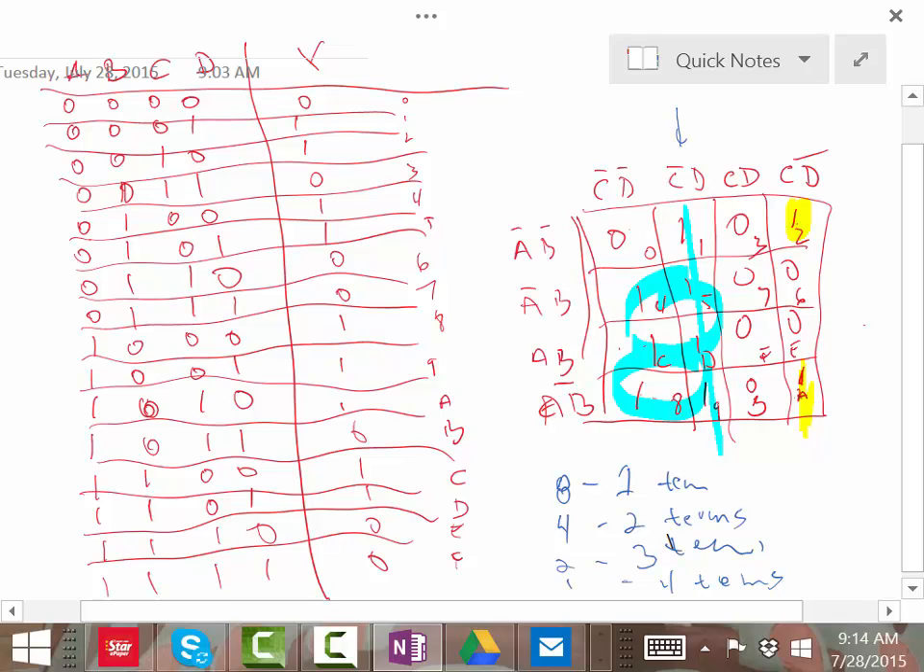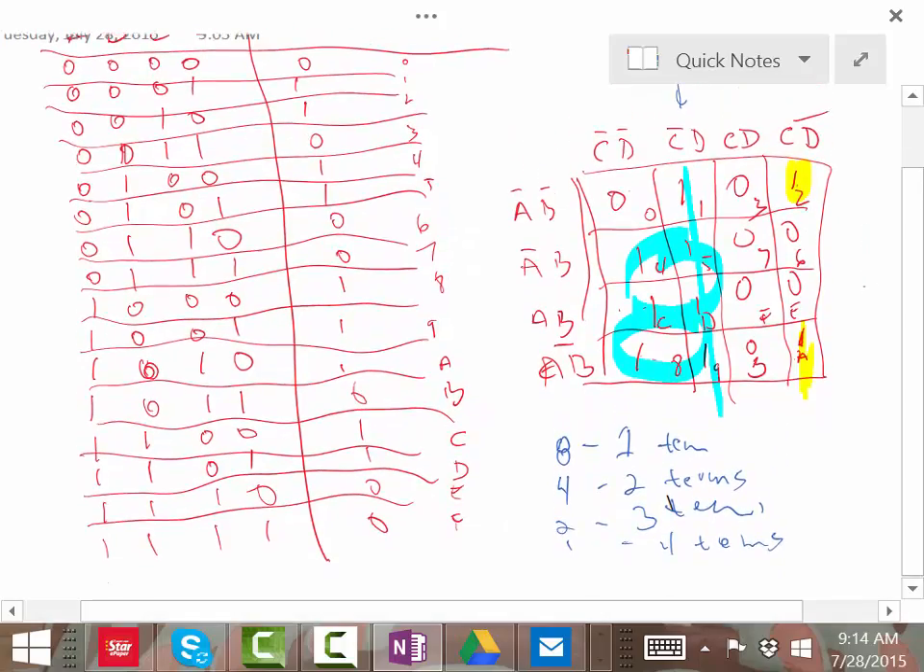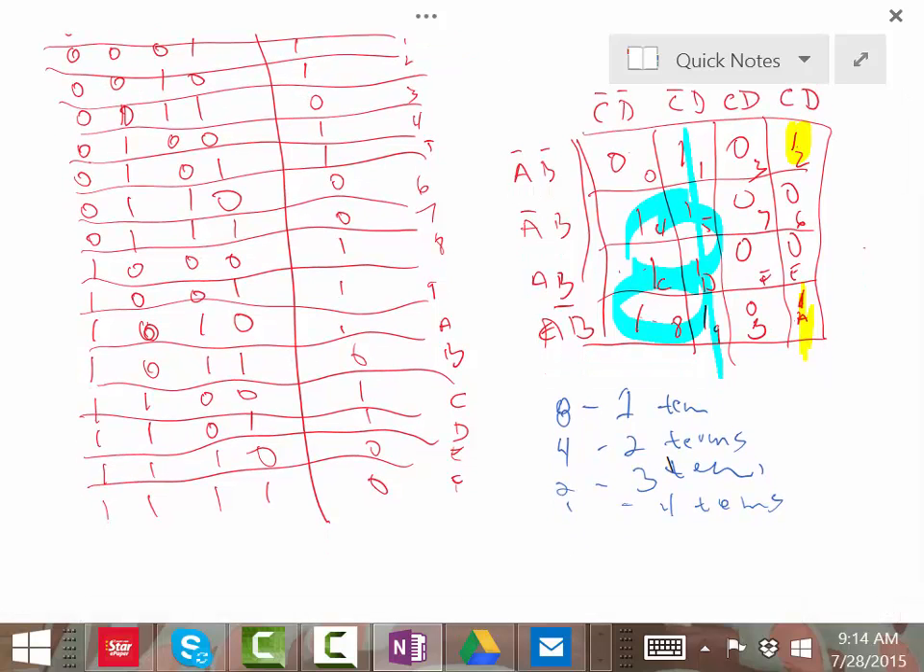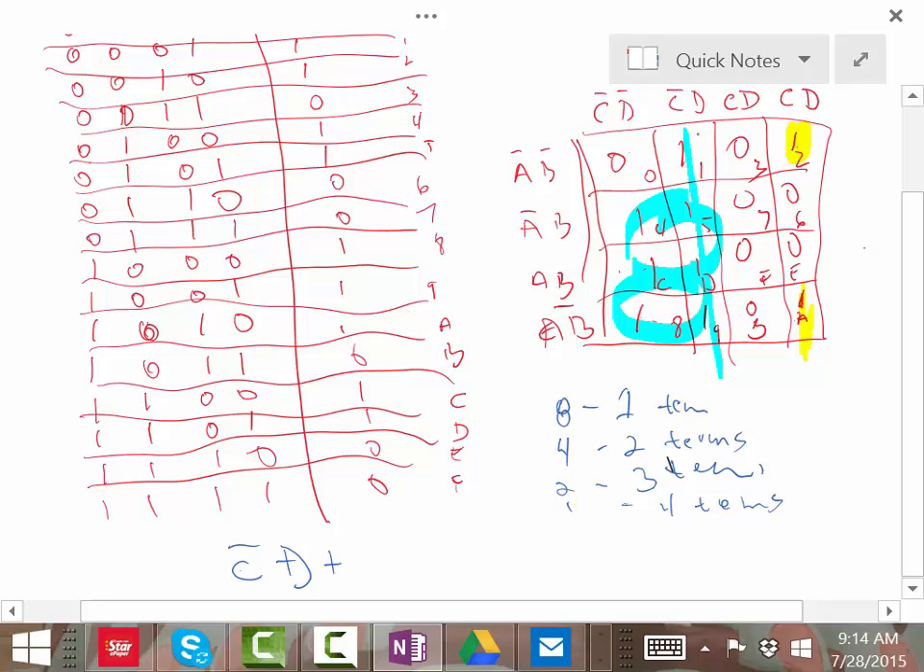So each one of these groups, and I wish I had more colors, let's look at the first group here. That first group is going to be C naught D. The next group is this group here. There the A disappears, and the D disappears, because as I move from this cell to this cell, D goes from D naught to D, so it drops out. Going from here to here, the A goes from A naught to A, so it drops out. So that's going to be B, C naught.